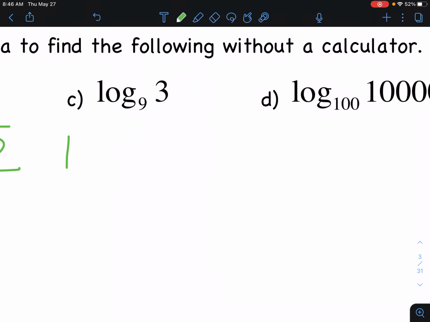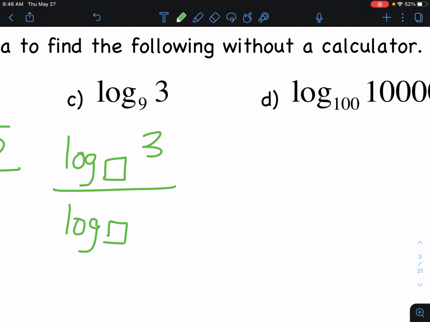Okay, letter C. Log base what of 3 divided by log base what of 9. What could those numbers be for the squares that would make an exponent raise it to 3 and an exponent raise it to 9? Well, it's actually only 3.